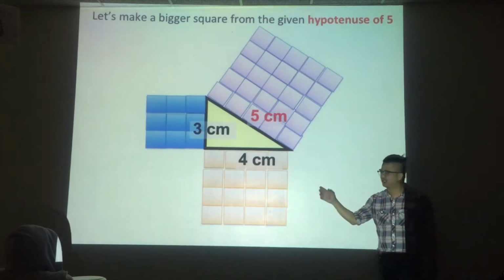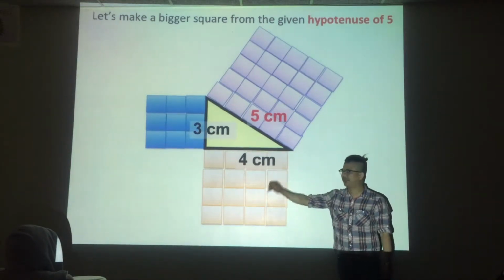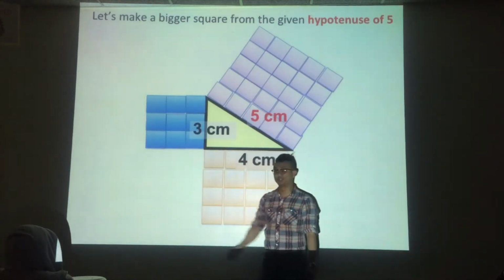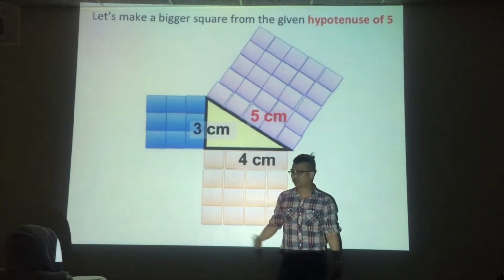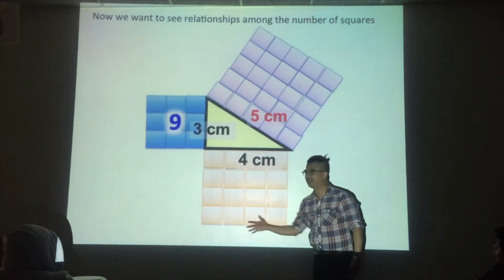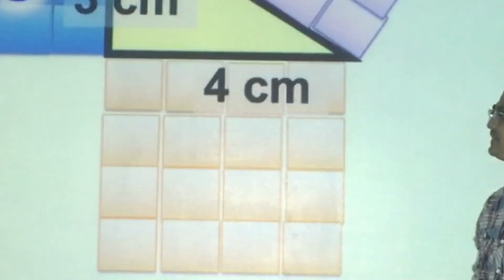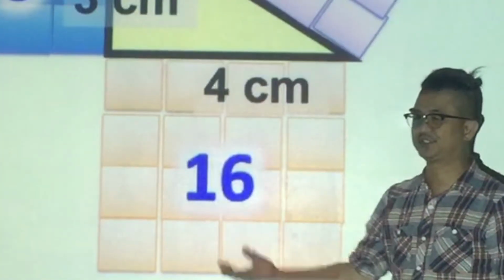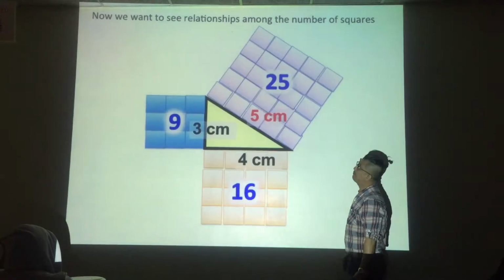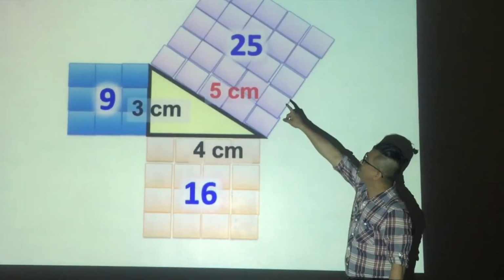What's the point of this? Look at those little squares. Can you count them? How many little squares can you see on this side? 9. Do you have to count 1 by 1? What's the shortcut? 3 times 3. And it's a 9. Correct. How about here? How many little squares are there? 16, because you did 4 by 4. And over here, how many? 25. Now, my point for you right now is to see a relationship.